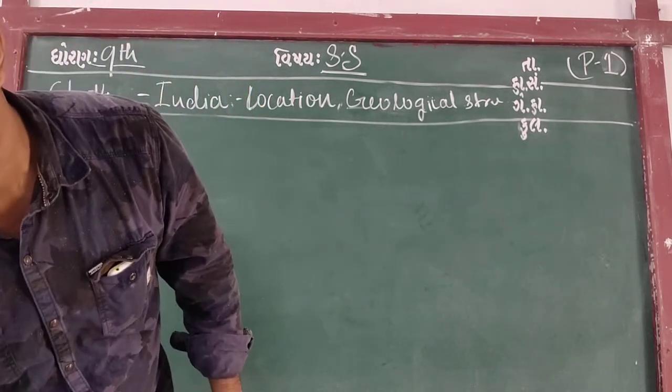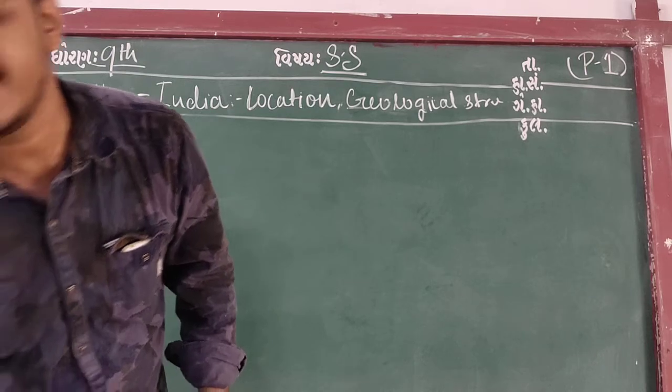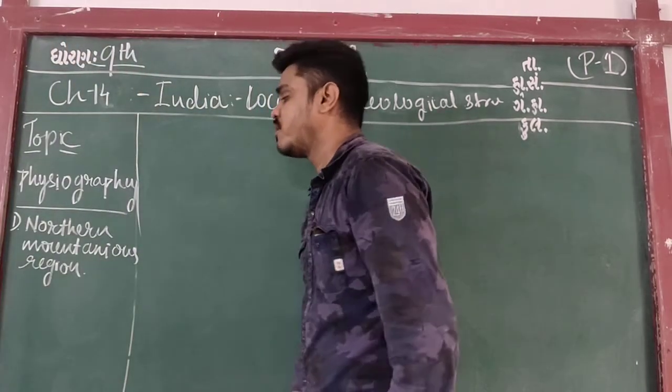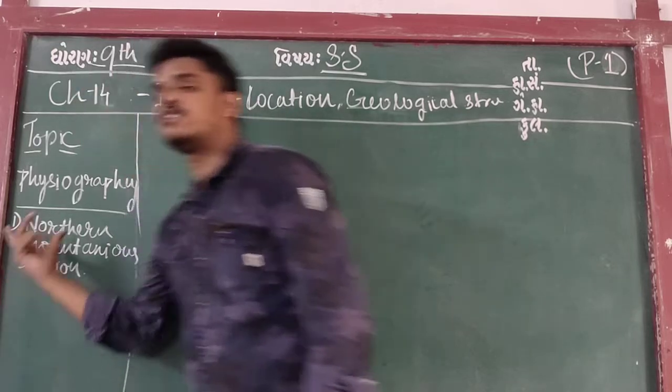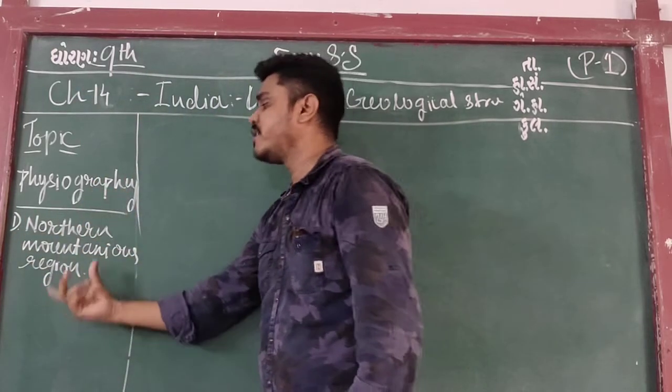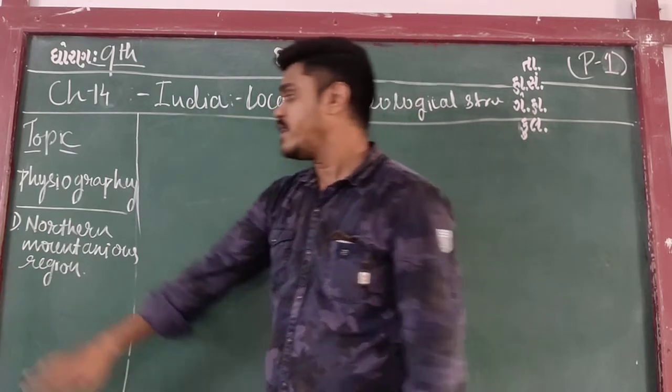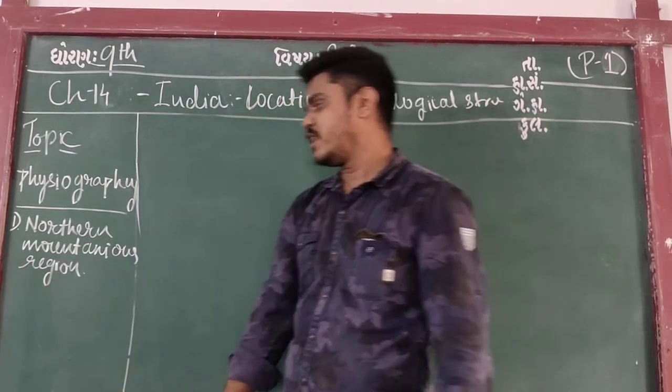And here we also came across that India is divided into 5 types of regions. On the basis of physiography, we have 5 different types of region. Among them, today we will discuss the northern mountain region.